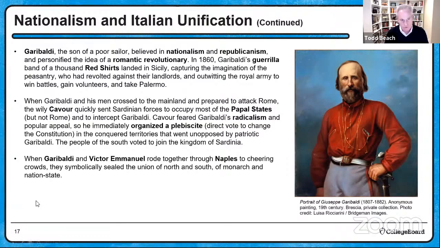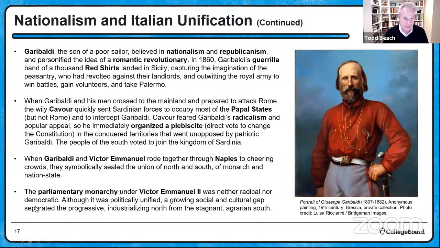Garibaldi and the king, Victor Emmanuel, ride through Naples to cheering crowds, symbolically sealing the union of North and South, of monarch and nation state, but without the papal states. So they have a new parliamentary monarchy under Victor Emmanuel II. It's neither radical nor democratic. It's politically unified, but it doesn't do anything really for the people. And we think Garibaldi certainly knew that. The North is very industrial in Italy. The South is very agrarian, similar to what the US is like at that same period of time.